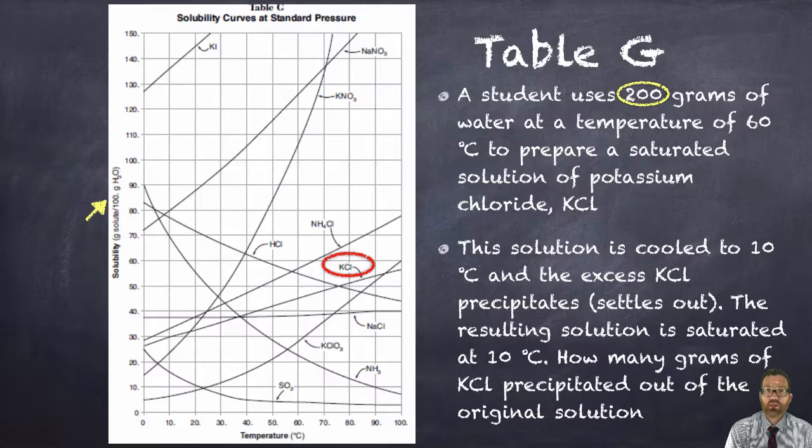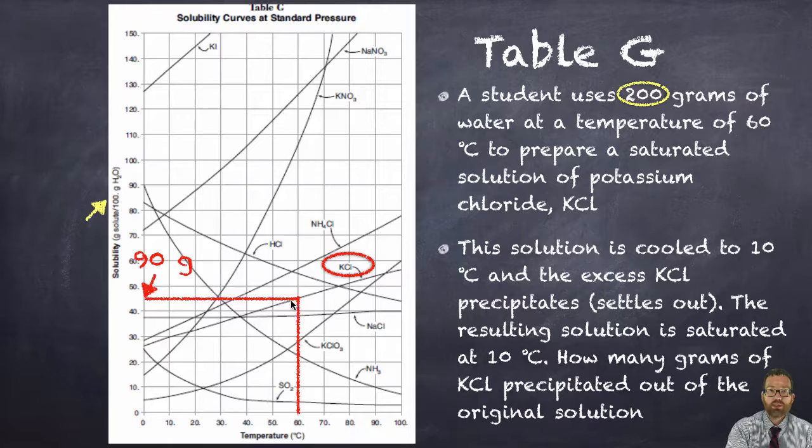So we need to look at the chemical we're dealing with, so we need to follow this KCl line and go to our temperature. It says at 60 degrees Celsius, we have a saturated solution. That would be about 45 grams in 100 grams of water, but we're not in 100 grams of water, we're in 200 grams of water. So we need to double that to 90. Okay, it then says that this solution is cooled to 10 degrees Celsius. So at 60 degrees Celsius, it's holding 90 grams of solute.